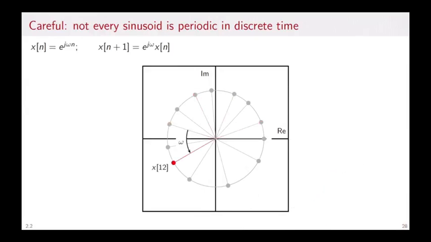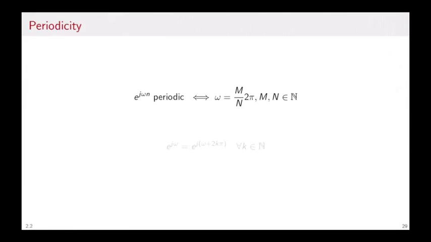What does periodicity mean for a discrete time exponential? So e to the j omega n is periodic if and only if omega is equal to a rational factor of 2 pi. So m over n times 2 pi, where m and n are integers. And in this case, we can actually use the fact, of course, that if we add a multiple of 2 pi to the angle of a complex exponential, we are back to e to the j omega.